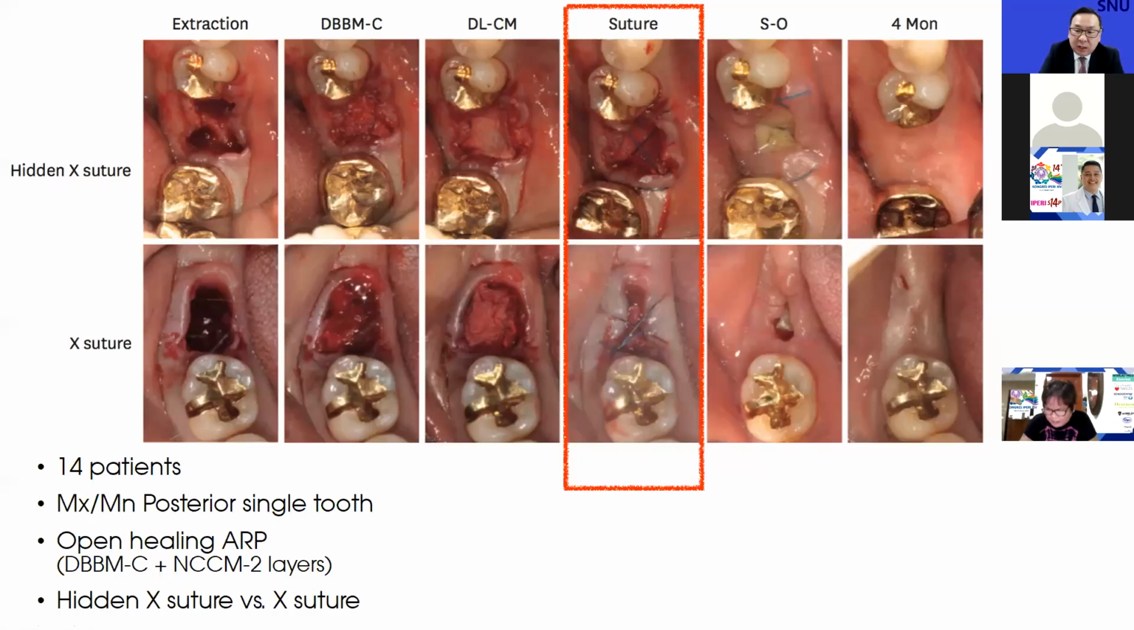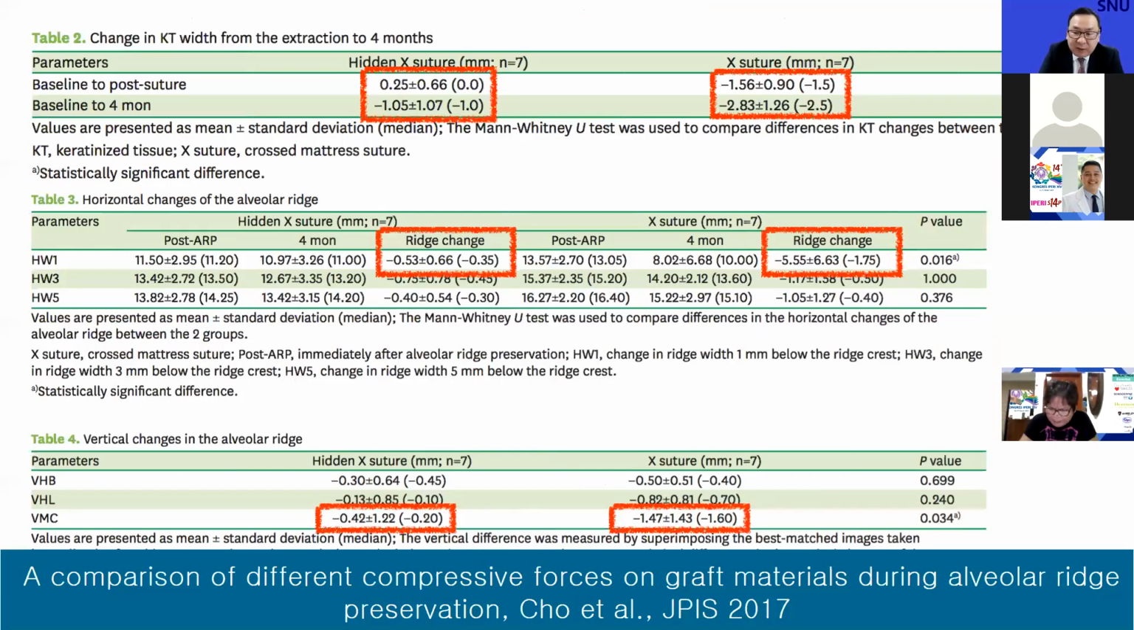And then when you look at the results of the study, when we compare the width of keratinized tissue, the hidden X suture has significantly prevented the shrinkage of keratinized tissue. Also, very interestingly, even the bony horizontal dimensional change was significantly smaller in the hidden X suture group. We are also showing better results for the vertical changes in the alveolar ridge. So I highly recommend the hidden X suture compared to the X suture when we are doing these preservation procedures.